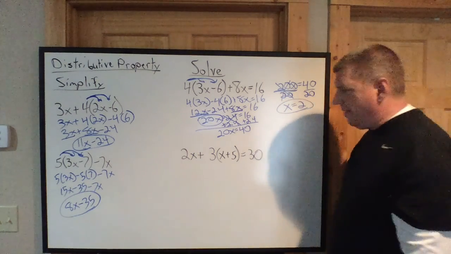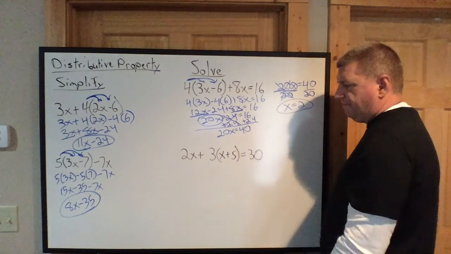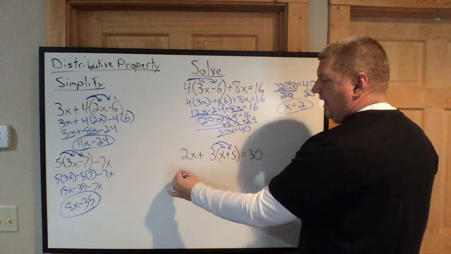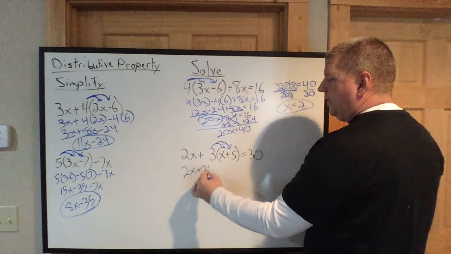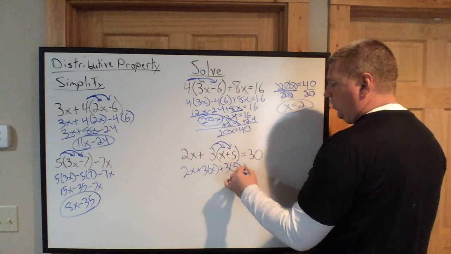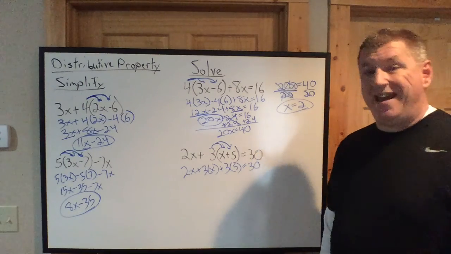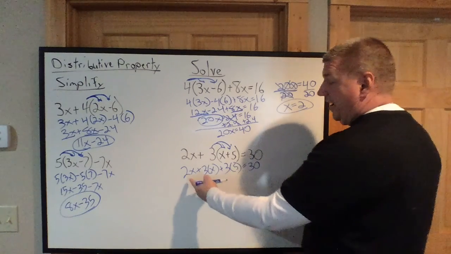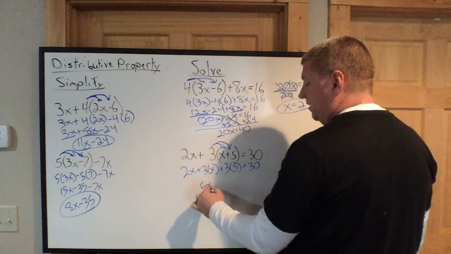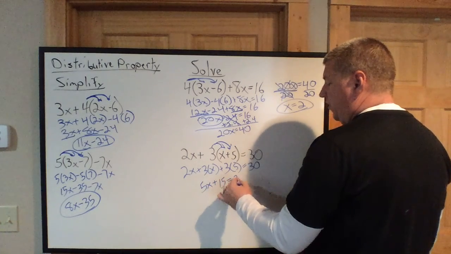So we look at our last example. 2x plus 3 times the quantity x plus 5 equals 30. Again, nothing to combine in here, so we're going to distribute. I get 2x plus 3 times x plus 3 times 5 equals 30. That's where our distribution comes in. Next one we look at is, can I combine any like terms? Yes, I can. I can combine the 2x and the 3x here. So 2x plus 3x gives me 5x plus 3 times 5, which is 15, equals 30.